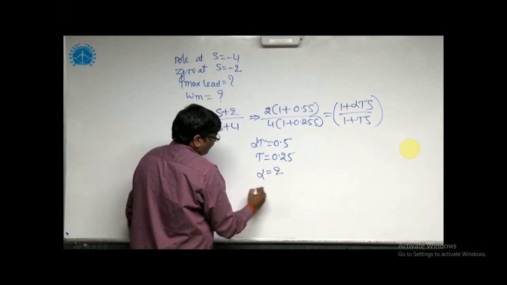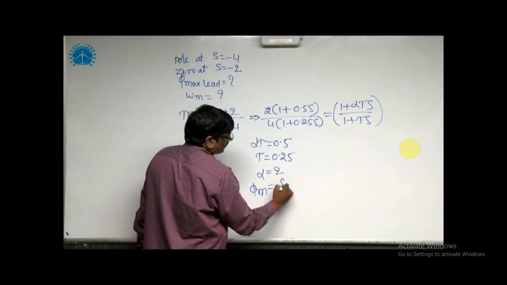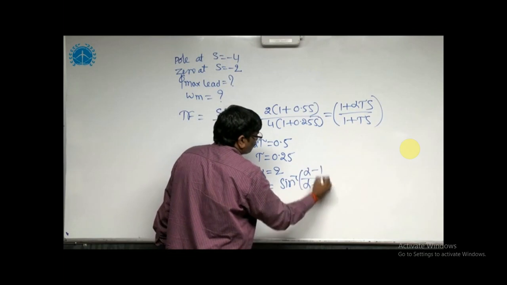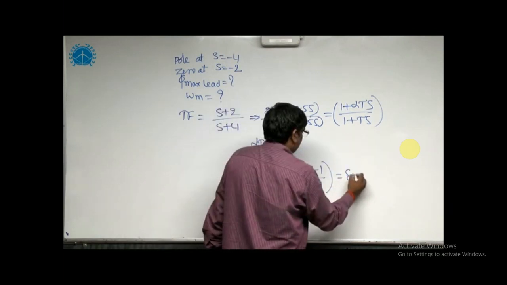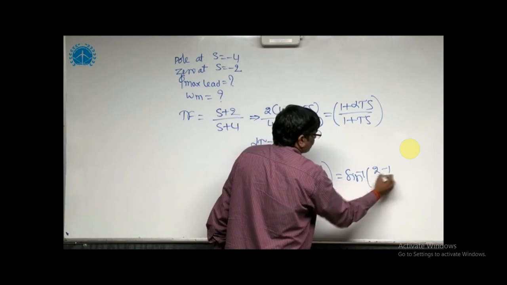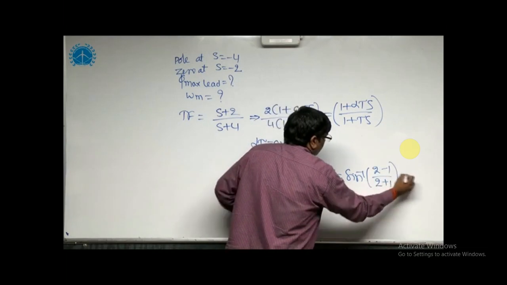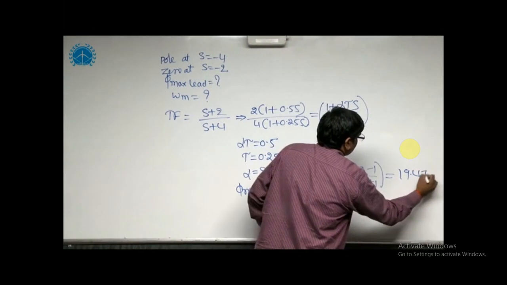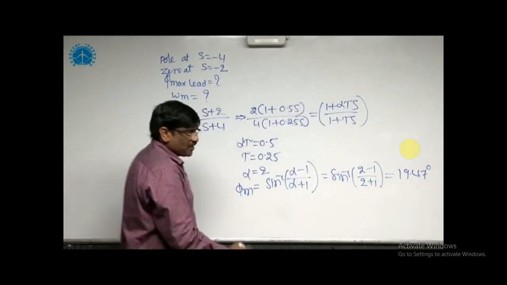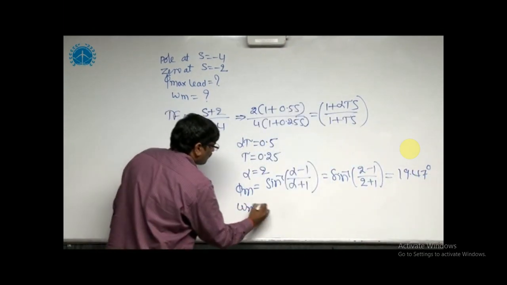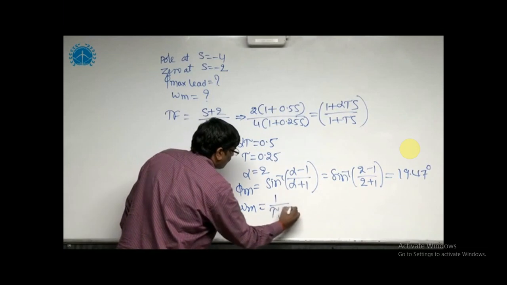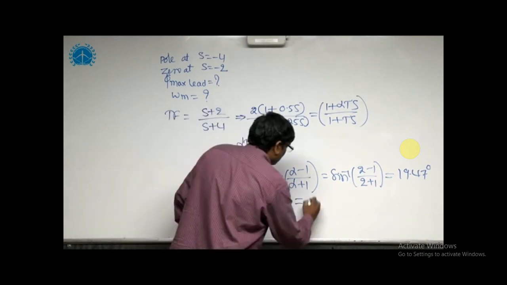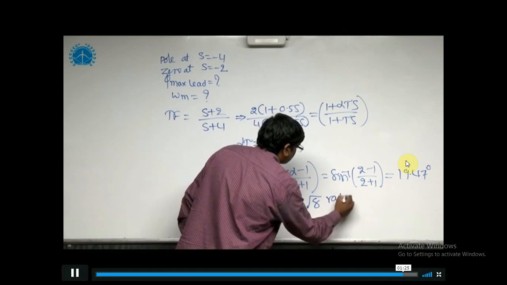Then phi m equals sine inverse of (alpha minus 1) by (alpha plus 1). So sine inverse of (2 minus 1) by (2 plus 1). If you solve this, you will get 19.47 degrees. And omega m equals 1 by tau root alpha. If you substitute the tau and alpha values, you will get the answer: root 8 radians per second.